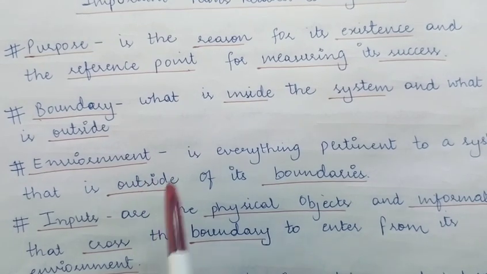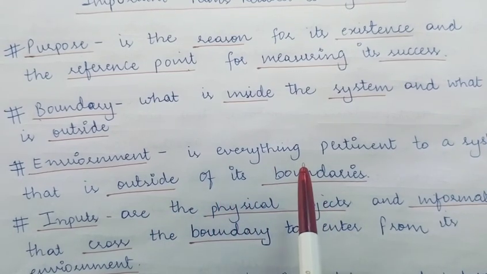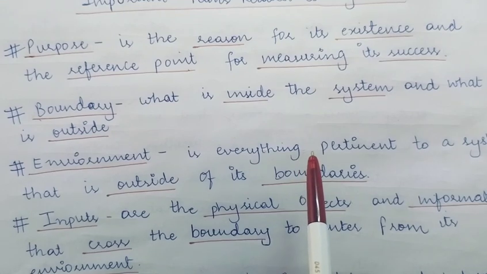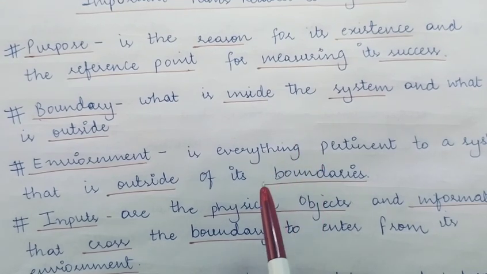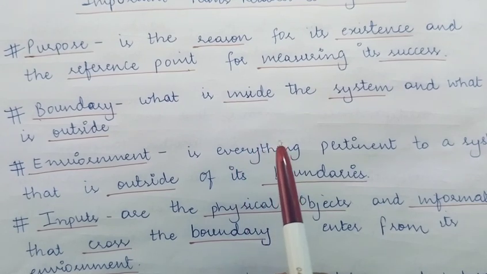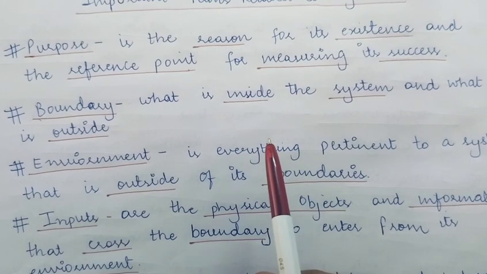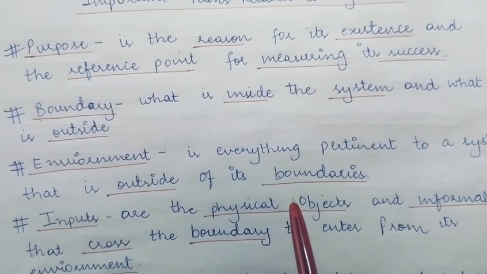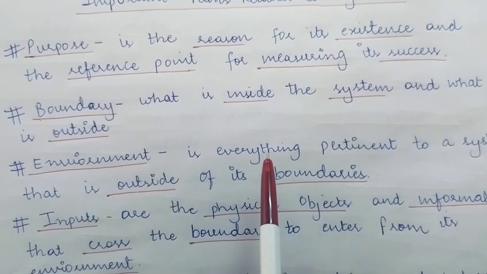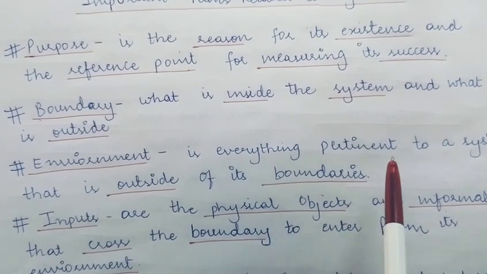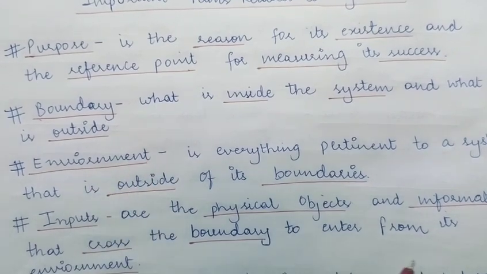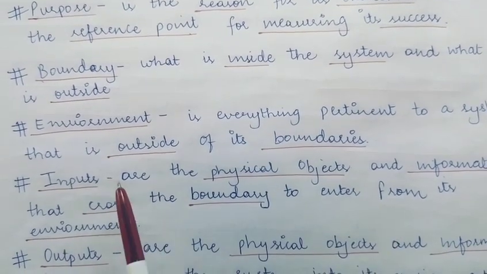Next is environment. Basically, environment is everything pertinent to a system that is outside of its boundaries. Anything that is affecting the system but is outside of its boundary is the environment of the system. For example, your environment is the weather, or the people in your locality, or the amount of pollution in your specific locality. That is your environment, because that is something which is outside your boundary but it is still affecting you. So anything that is outside the system but is pertinent to the system would be counted as the environment of that system.